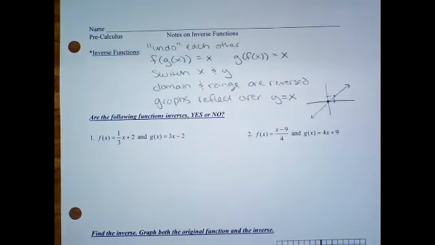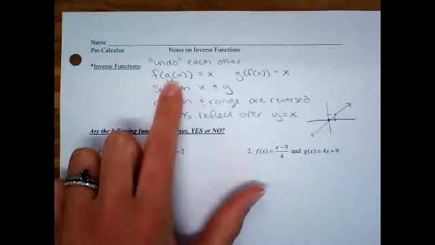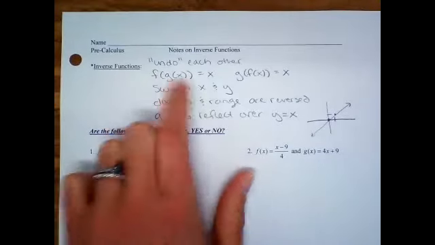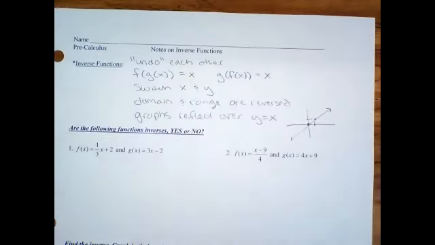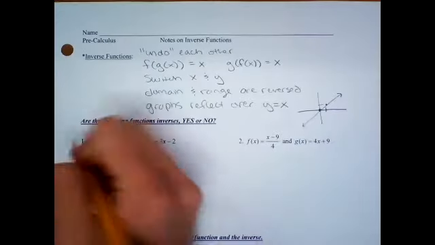So for 1 and 2, the directions are: are the following functions inverses, yes or no? In essence, you're a 50-50 shot, but I need to see the work, all right? What you're going to do is find f of g, that composite, and find g of f. If they both come out to be x, then yes. If not, then no, okay?